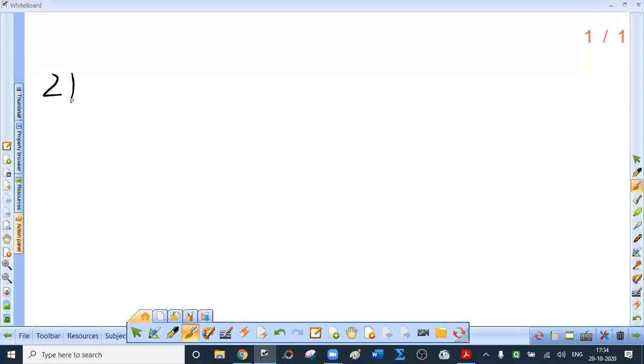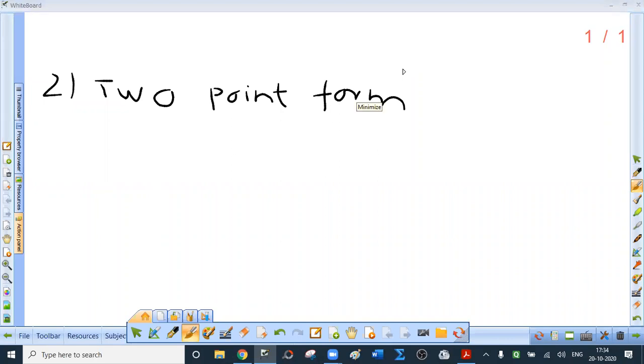Actually, if 2 points on the line are given, then we can use the first form also. How? Because if 2 points are given, we can find their slope, right? And instead of one, 2 points are known, so any one of them can be used. So the equation can be obtained in 2-point form.